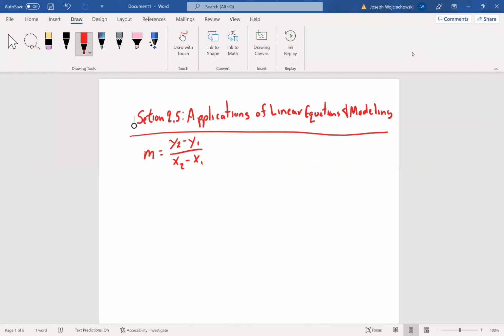Now let's do a little bit of manipulation here. Let's multiply both sides by x2 minus x1. That'll give us x2 minus x1 times m equals y2 minus y1. Or to put it in a more traditional form, y2 minus y1 equals m times x2 minus x1.